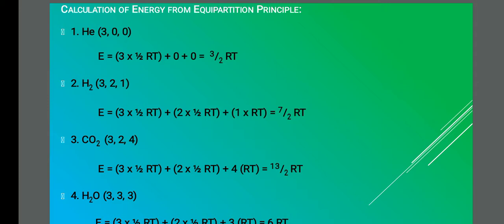Then coming to hydrogen. Hydrogen we are writing as 3, 2, 1: translation 3, rotational 2, vibration 1. So 3 into half RT plus 2 into half RT plus 1 into RT.